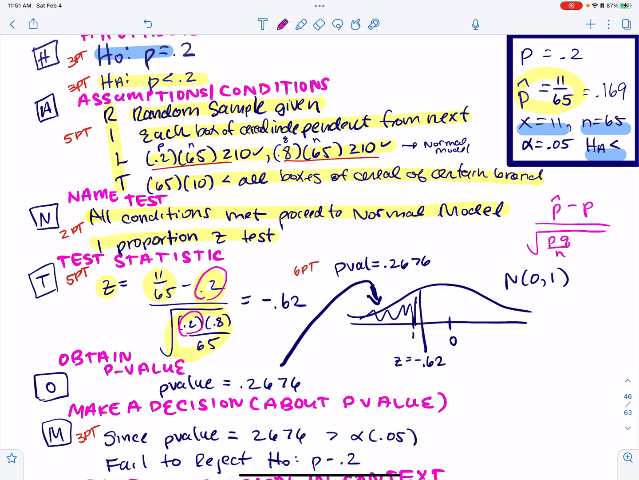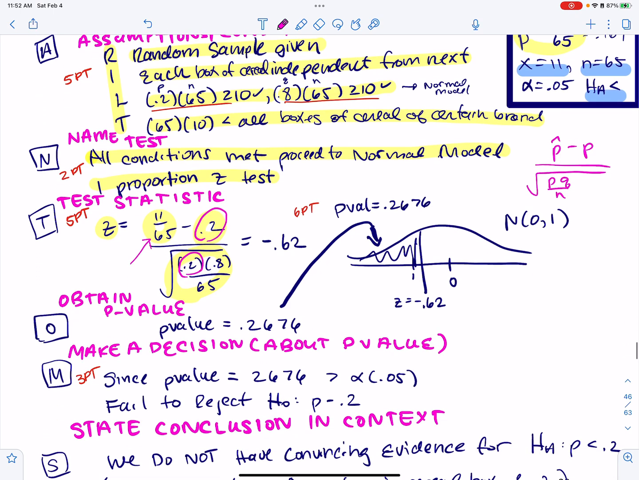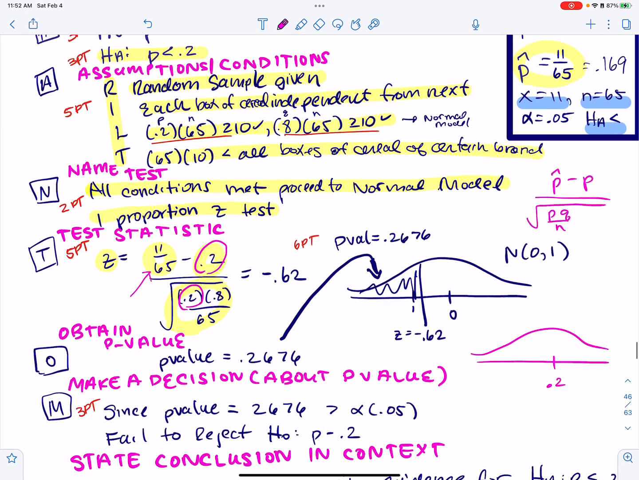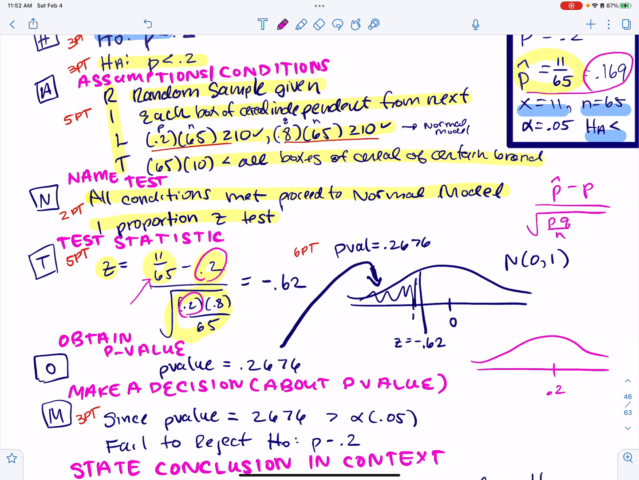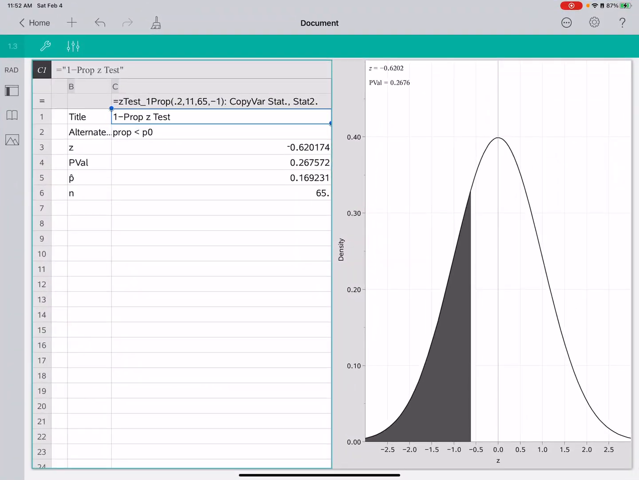Because it is a model that is around your parameter, and you are trying to see if the p hat measures up to your parameter. So I think it's easier to do the z-score, but you are welcome to do a model that's around 0.2, and then you would do your 11 over 65, which is 0.169. You could go ahead and make a model there, and you are welcome to that, but you are going to get the same p-value of 0.2676.